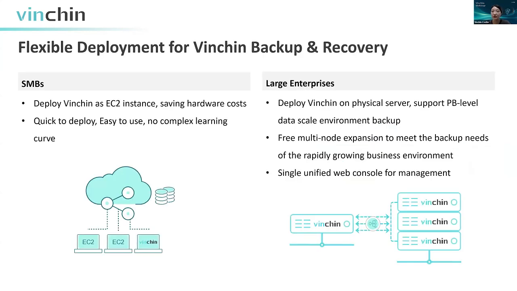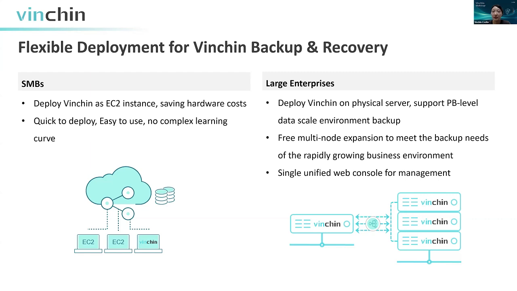And our solution is applicable for both small to medium-sized businesses and large enterprises. For small to medium-sized businesses, you can install Vinchin on EC2 instances on the AWS cloud and use AWS EBS as a storage repository. In this way, you don't have to spend on hardware devices.